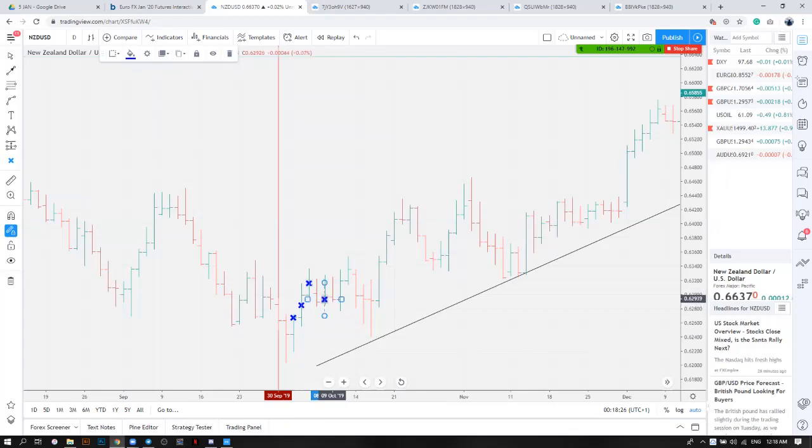Open, down, up, close. Open, up, down, close. We ignore that. Open, down, up, close. Open, down, up, close. 1, 2, 3. We ignore those 3 days. Open, down, up, close. So this is the way you get the bullish days. The bearish days, you ignore that.